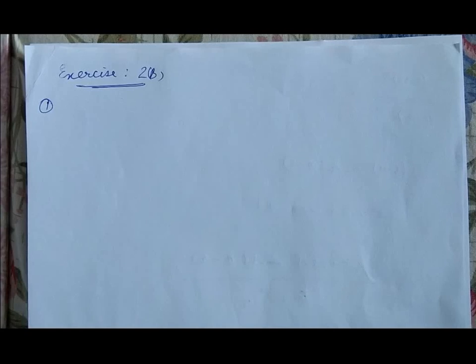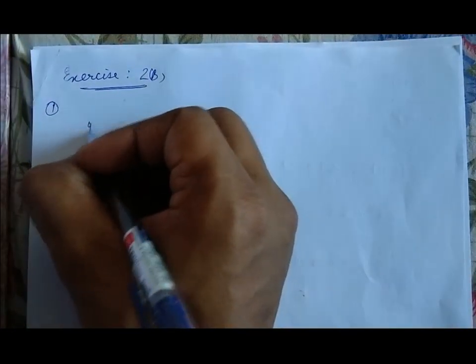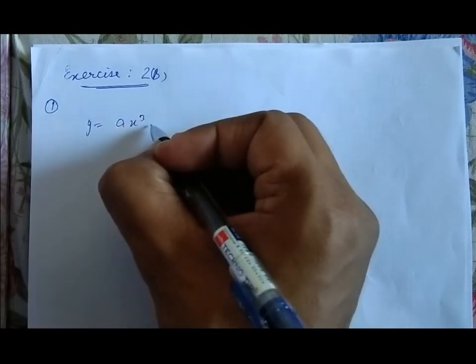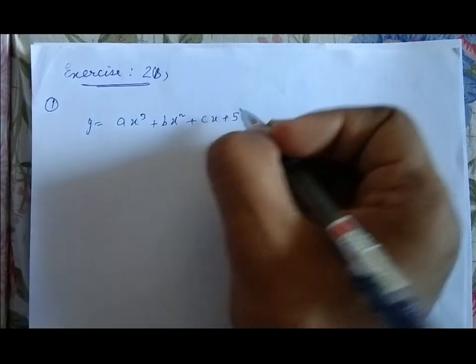So now we will be discussing solutions of exercise 2b. So the curve, this is a cubic curve, touches the x-axis at minus 2 comma 0. So it has repeated roots at minus 2 comma 0. So y is equal to ax cube plus bx square plus cx plus 5.